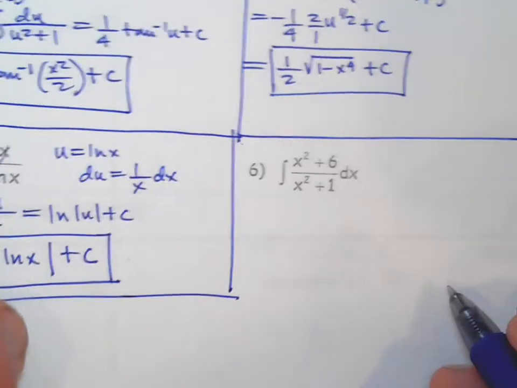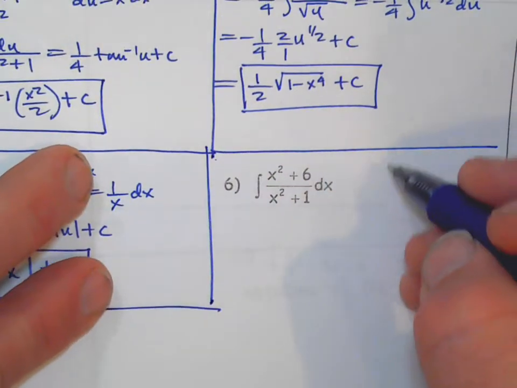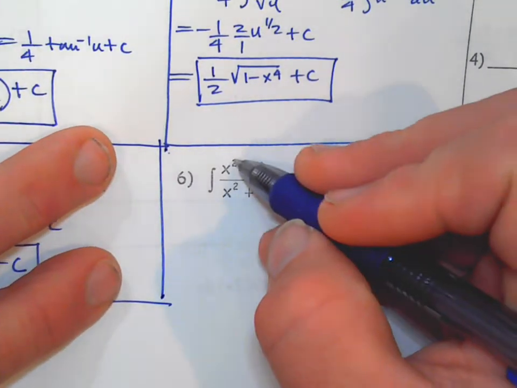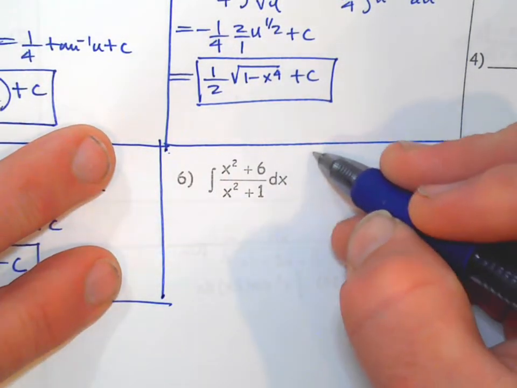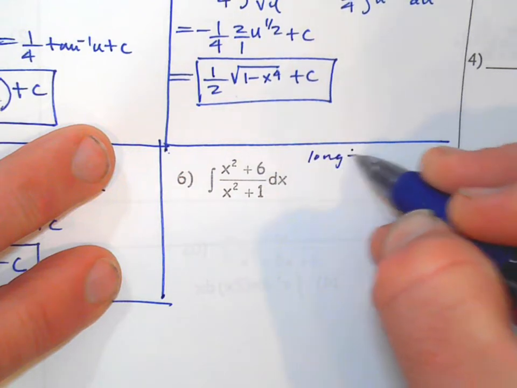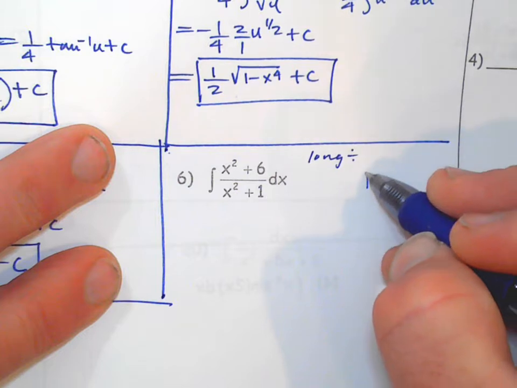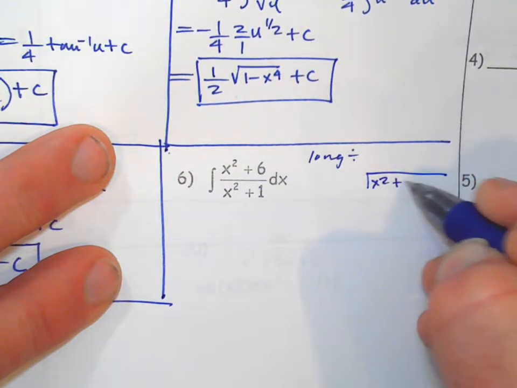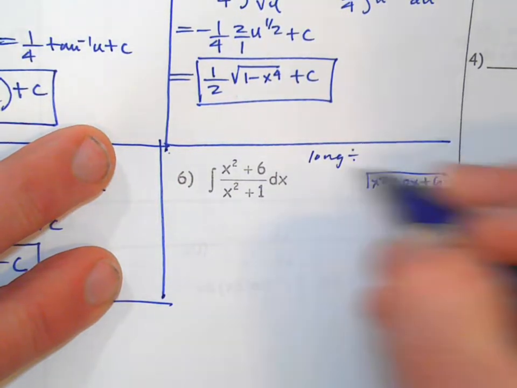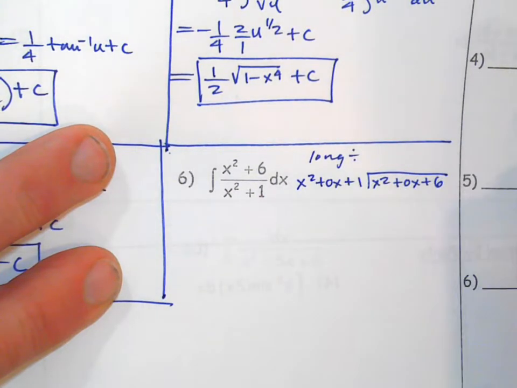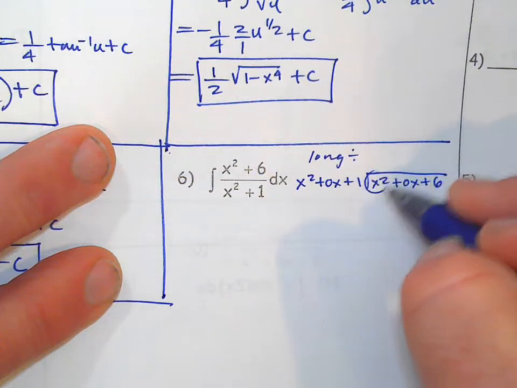Okay, number 6. U-substitution is not going to work. Can't do partial fractions because the degree of the top is the same as the bottom, so you have to do long division when the degree of the top is bigger or equal to the bottom. We try that. So x squared plus 0x plus 6, divided by x squared plus 0x plus 1. It's good to put the missing places there.